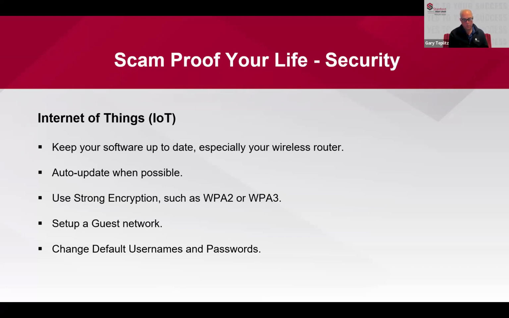Another idea is setting up a guest network. Sometimes your wireless router supports multiple networks. So you can have your regular network where your computers are connected, computers, printers, etc. You can then set up a completely separate network, which is generally there for guests, but you can also use that for your Internet of Things devices. And so if one of those devices gets compromised, they're at least segregated on their own. They can't get to your computer system.